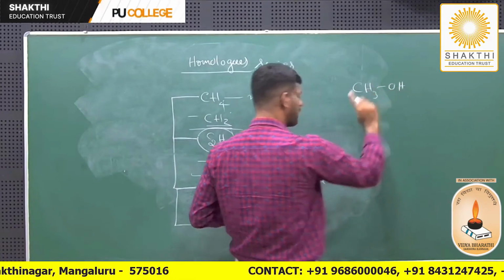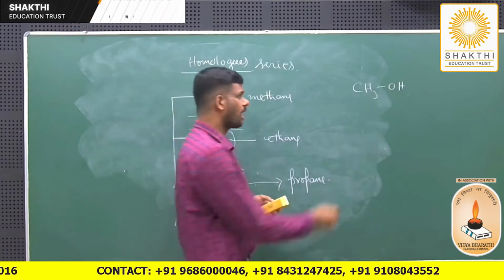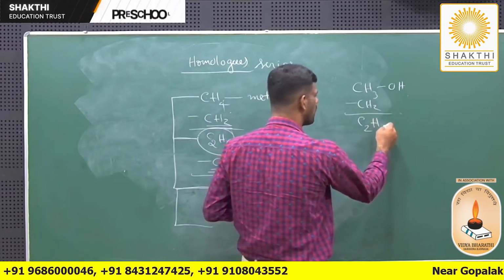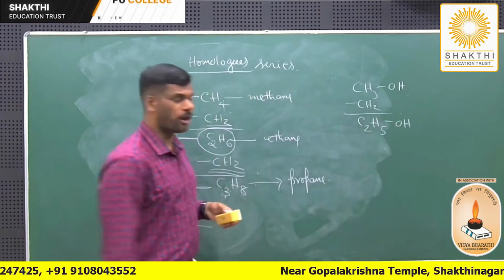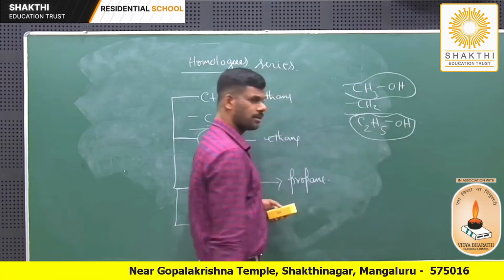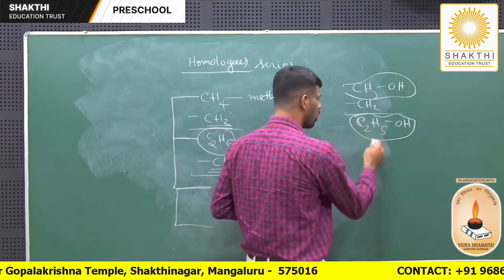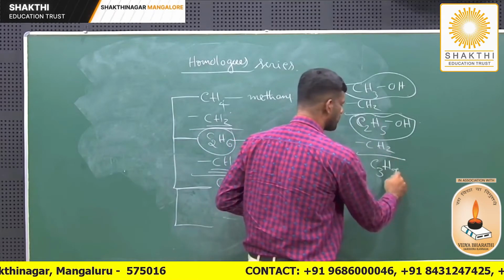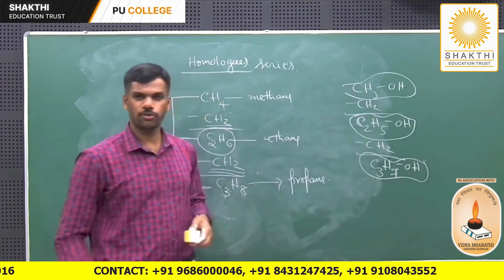I'll give you another example. CH3OH is methanol, methyl alcohol. Add a CH2 group. When you add a CH2 group, you get C2H5OH. From methanol, you have converted it into ethanol. From ethanol, I add CH2 once again, C3H7OH. Can you see there is one more compound which is formed in the same series?